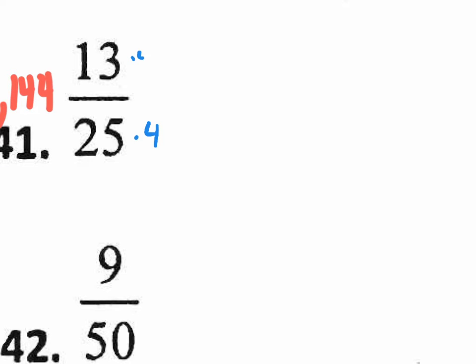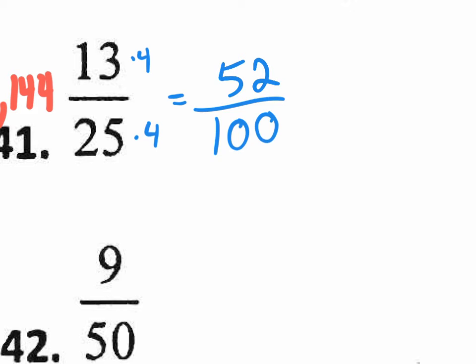Times it by 4, times it by 4. So my new fraction would be what? Definitely 100 on the bottom, but what would be up on top? It's kind of like doing a distributive property problem. 4 times 10 is 40. 4 times 3 is 12. 40 plus 12 is 52. So I hope you guys know how to manipulate it. How do you read that fraction now?